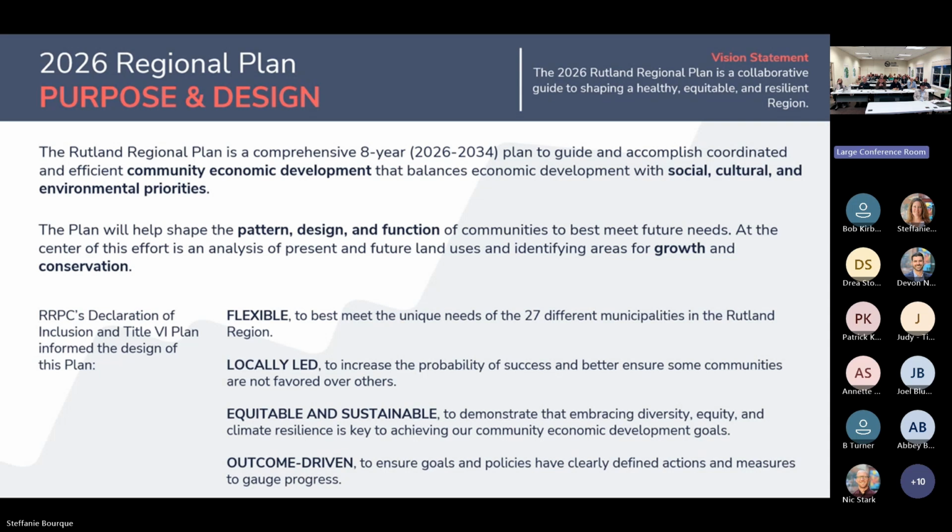The plan is intended to be equitable and sustainable. We think those things are really important to achieving economic development goals, and that by embracing diversity, equity, and climate resilience, we'll be better positioned to achieve our community economic development goals as a region. And most importantly, we wanted to make sure that this plan is outcome driven, to ensure that the goals and policies have clearly defined actions and measures to gauge progress as to how well we're doing as an organization in achieving the goals that we've laid out.